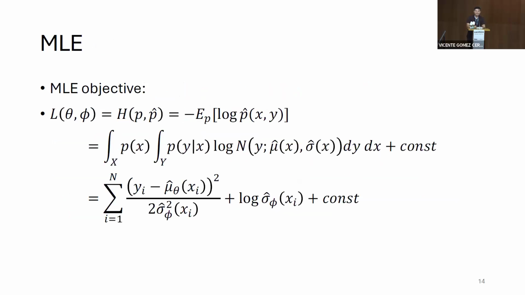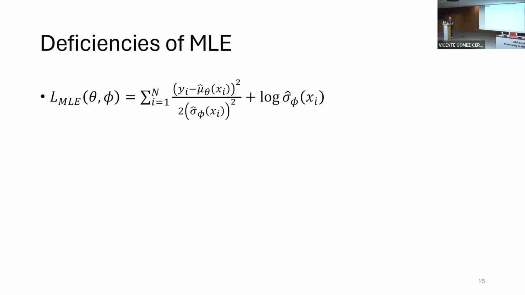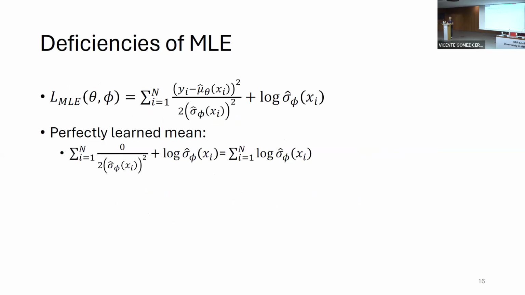So the most natural way to try to fit these models would be to look at the MLE. Here we have something that probably looks very familiar. It's just your normal likelihood, and we're plugging in our neural networks. But there's a few problems with this.